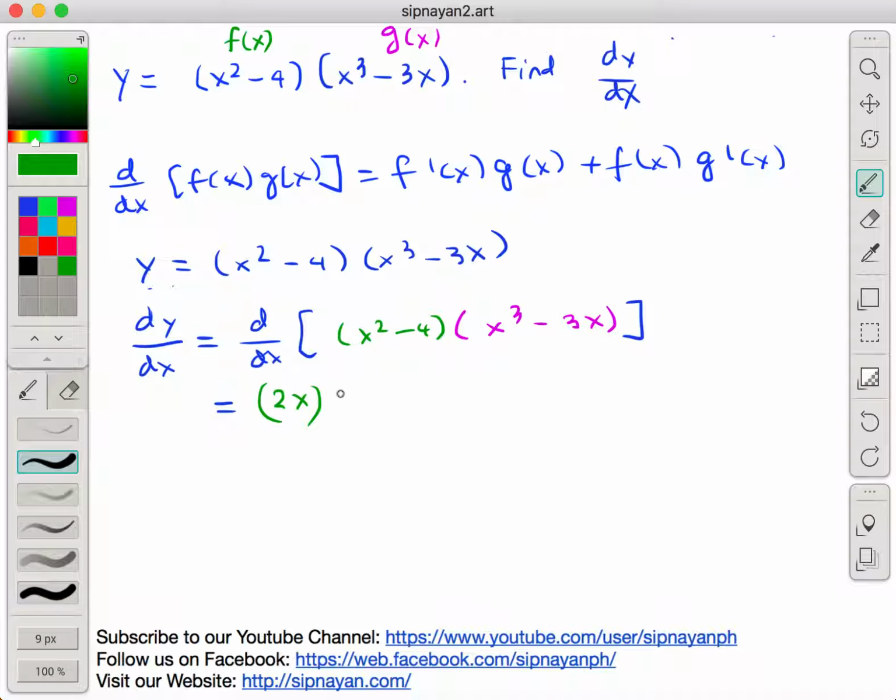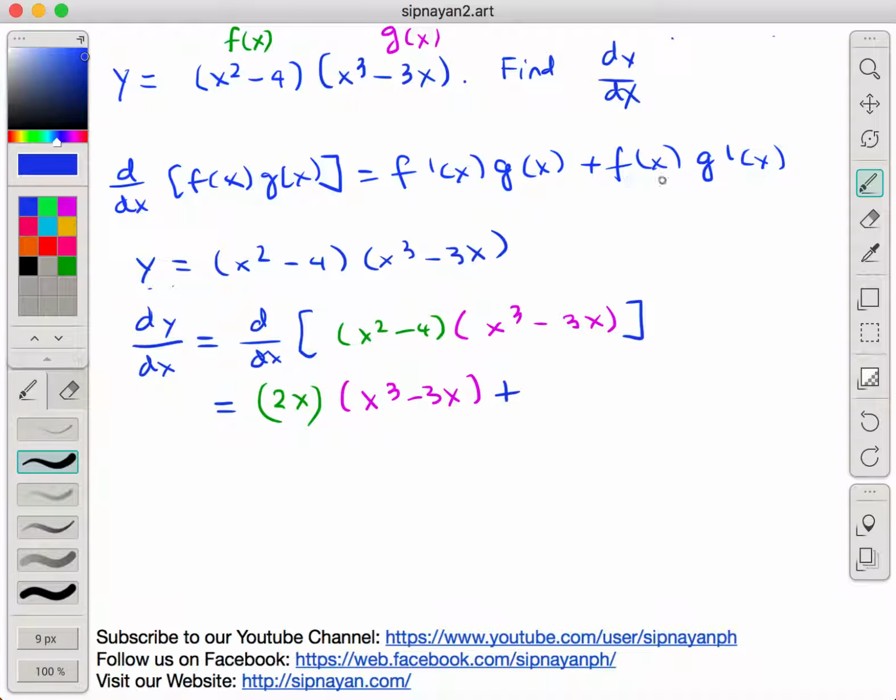Next, the derivative of the first function times the second function. Do we still get the derivative of the second function? No, right? We don't have a prime symbol here. So the second function, g of x, stays as is. We just write g of x, which is x cubed minus 3x, as is. And then we add.